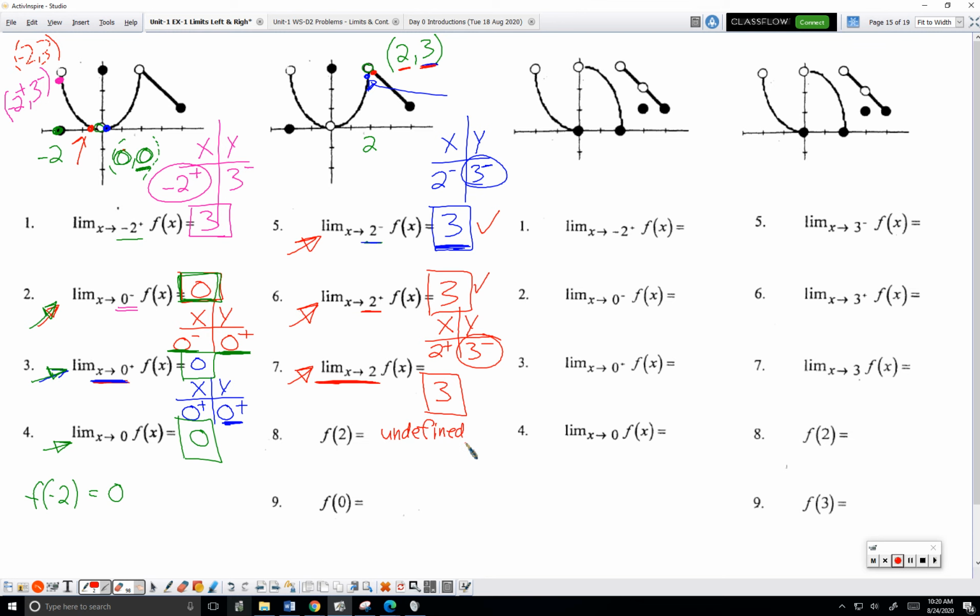F of 0, however, this open circle is located at 0, 0. This closed circle up here, that's located at 0, 3. That's the dot that tells me that when the x-coordinate, back to a table, when the x-coordinate is precisely 0, the y-coordinate is precisely 3. Therefore, f of 0 has a value of 3.